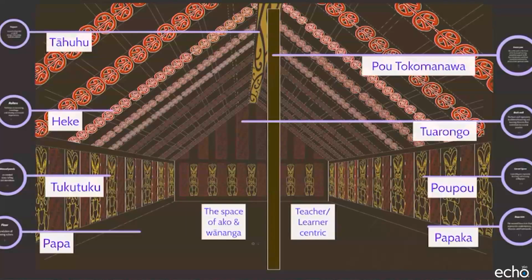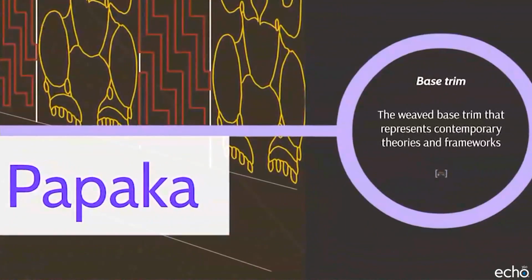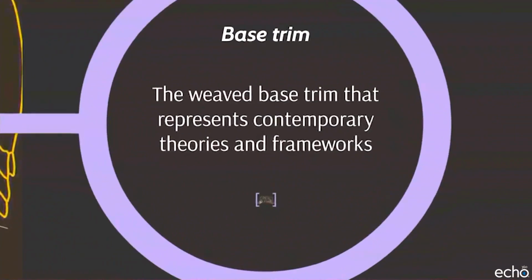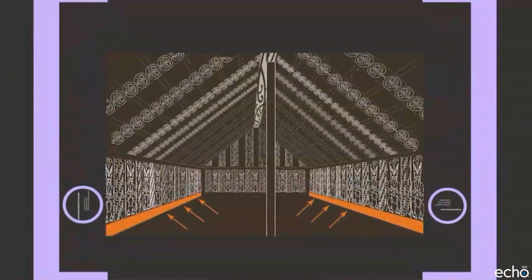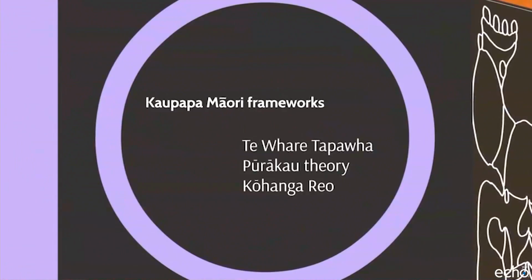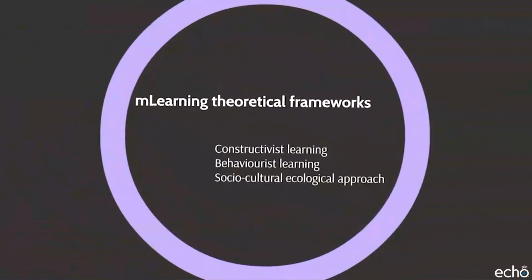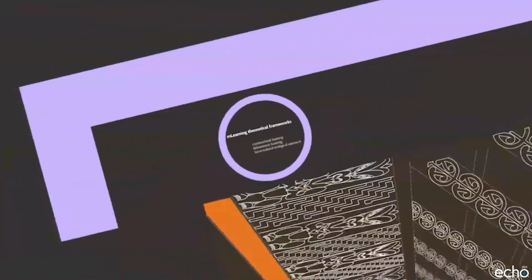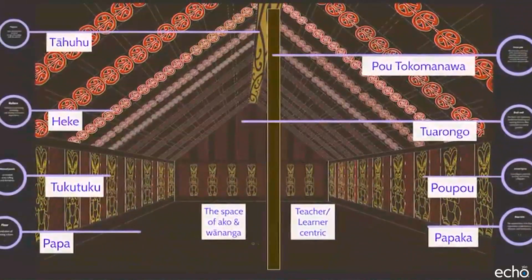Moving upwards from the floor, we then go to the papaka, or the weave-based trim around the wharenui. The base trim around the wharenui is another layer upon the foundation of values, but it represents the additional theories and frameworks that are important to learning. In terms of teaching and learning, the base trim of the house represents the philosophical foundations of learning theories and frameworks, which constitute the theoretical basis of mobile learning theory, research, and practice.